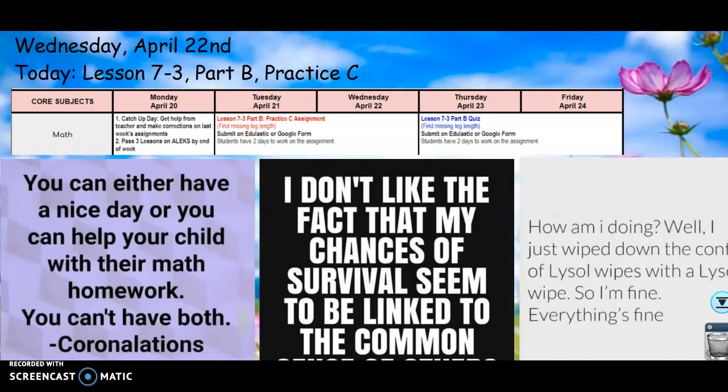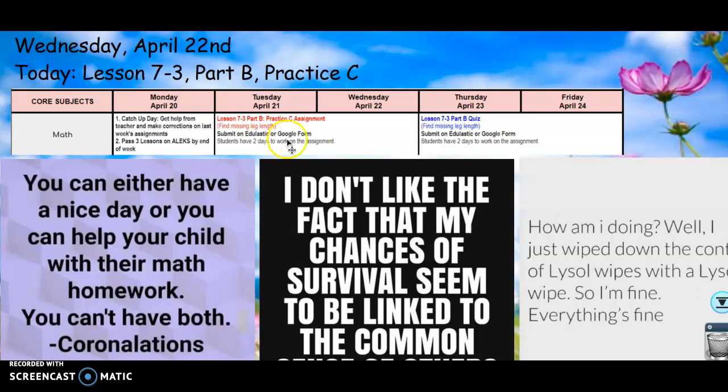Today I want to talk about Lesson 7-3, Part B, Practice C. Okay, it's on Edge Elastic. It actually was assigned to you yesterday. It was assigned to you yesterday. A couple of you did complete it. This video will help you with that assignment. After the video, if you want to go back and redo the assignment, just let me know and I'll reopen it for you.